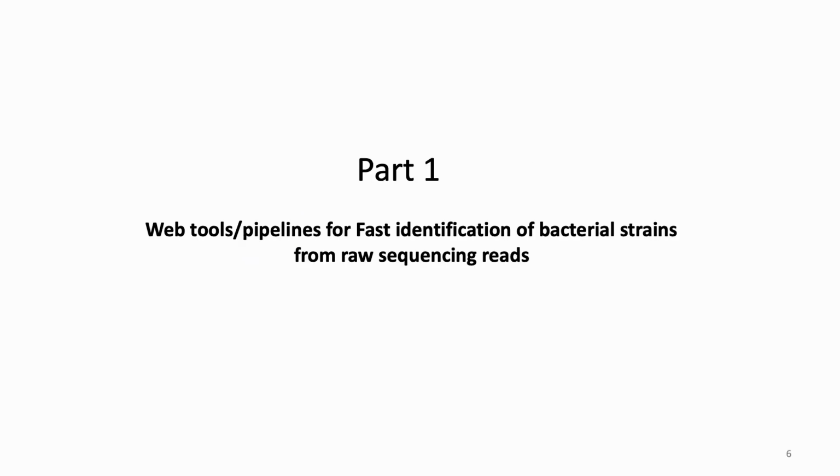So let's start with the first part of this presentation, web tools and pipelines for fast identification of bacterial strains from raw sequencing reads, that can show us if we have contamination in our sequence reads or what we really sequenced. For example, if we aim to sequence Mycobacterium tuberculosis, using these web tools, we can see if we have a pure Mycobacterium tuberculosis sequence or a mix of Mycobacterium tuberculosis with other bacteria, or even if we don't have any Mycobacterium tuberculosis in our sequence reads.